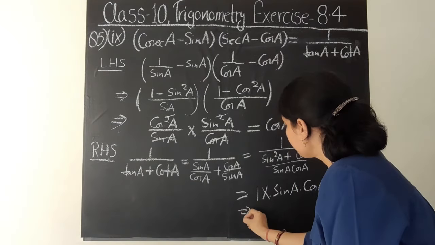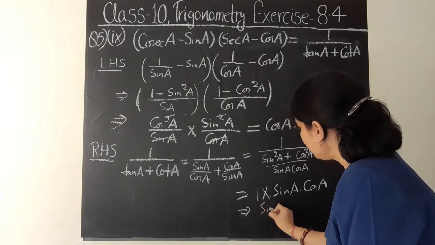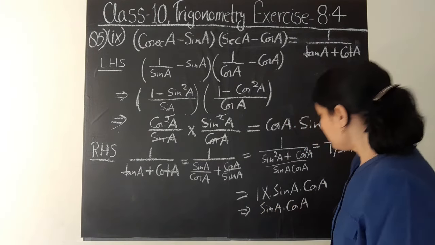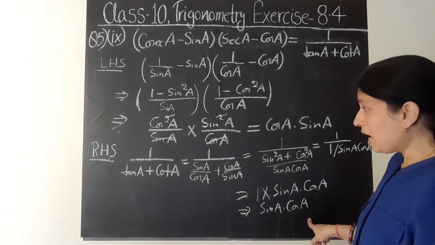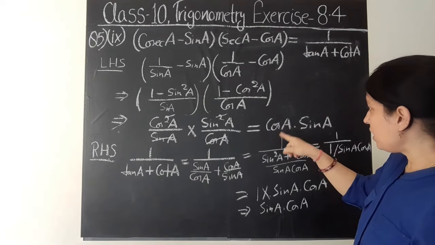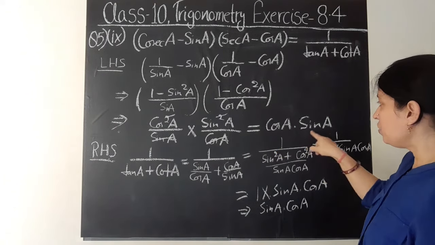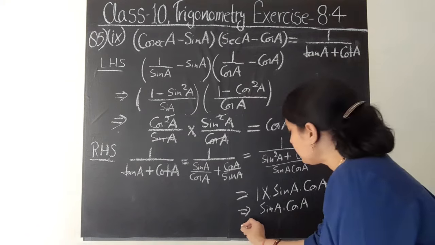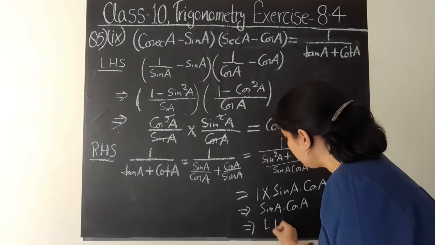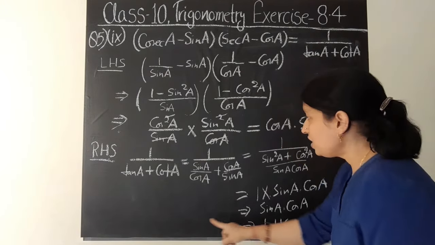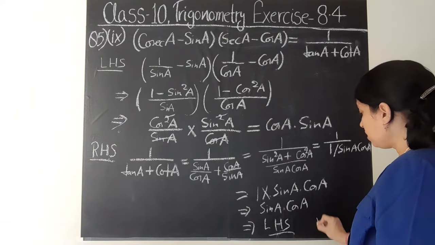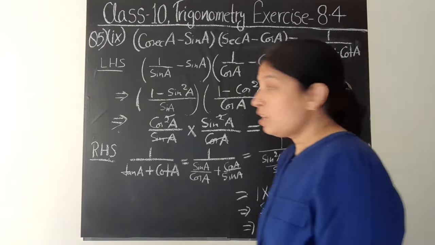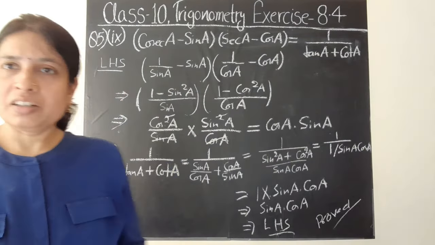So this will be sin a into cos a. So this one is your RHS part. So you can see that here LHS is also cos a into sin a. RHS is also sin a into cos a. So both are same. So you can write here, this one is your LHS. So LHS is equal to RHS. Hence this one is proved. Both are equal.